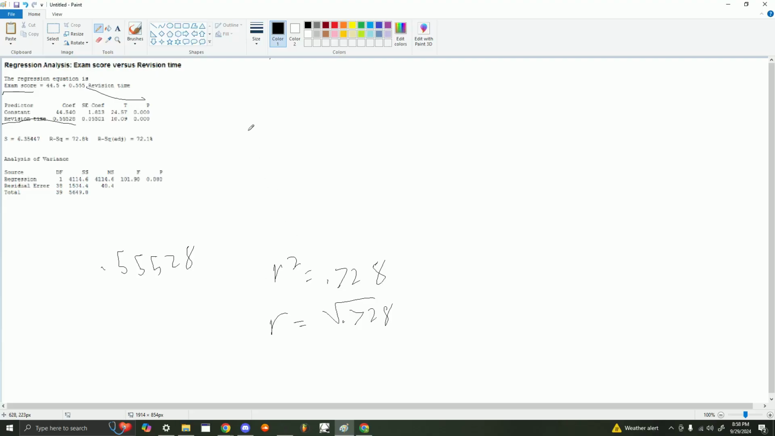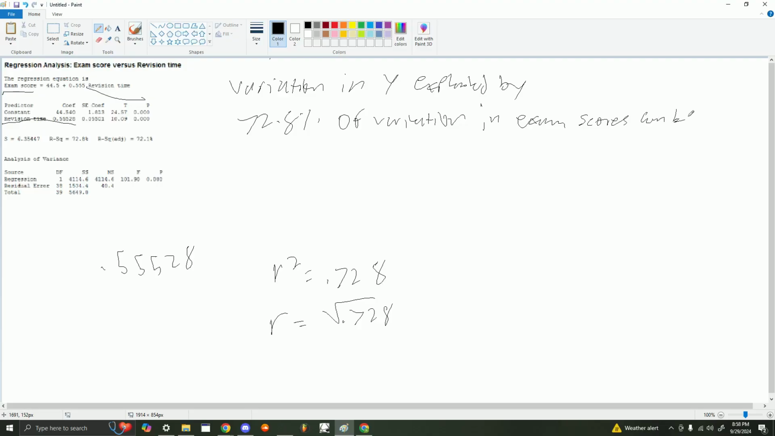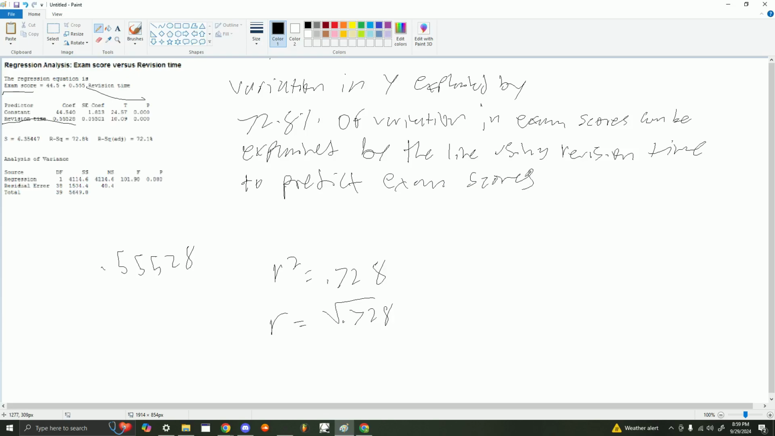Okay. What else does it say? Coefficient of determination, r squared. I already talked about this, but r squared is variation in y explained by x. So in this case, your y is exam score, x is revision time. So we'll say 72.8% of variation in exam scores can be explained by the line using revision time to predict exam scores. That's your coefficient of determination.